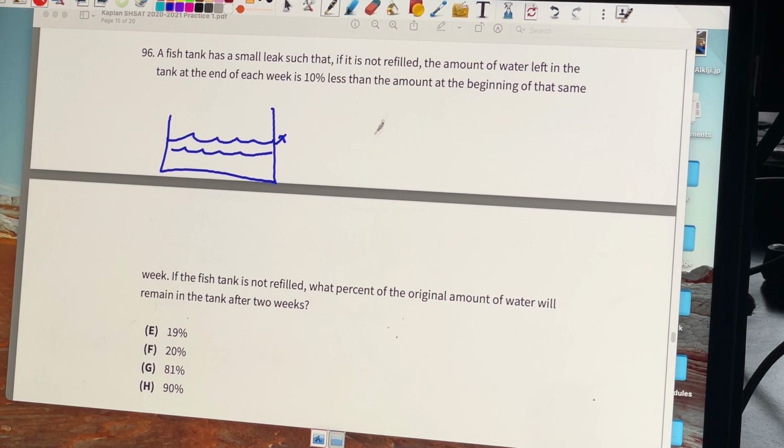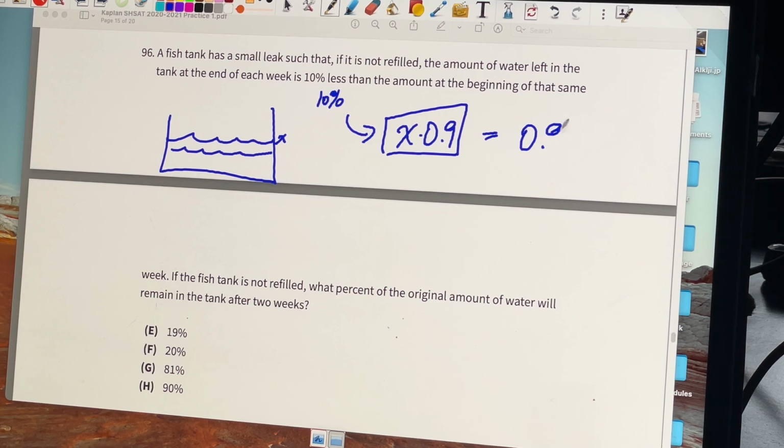So if X was the total amount of water, and if we multiply it by 0.9, which is 90%, that's the remaining part. So if you actually lose 10%, this is how much you have left. So after the first week, you have 0.90, or 90% of what was in the tank originally. Now in the second week, let me draw another tank.